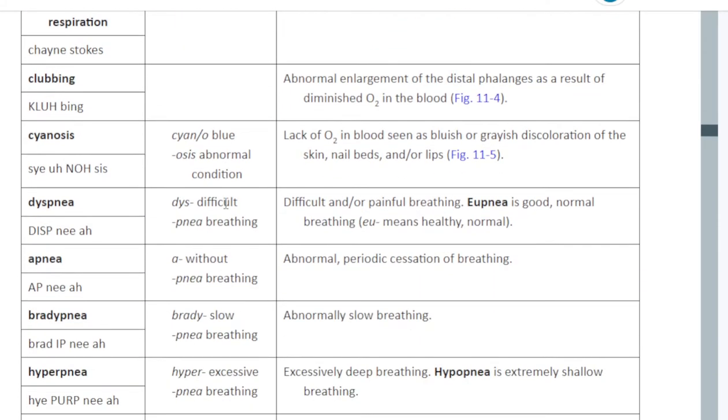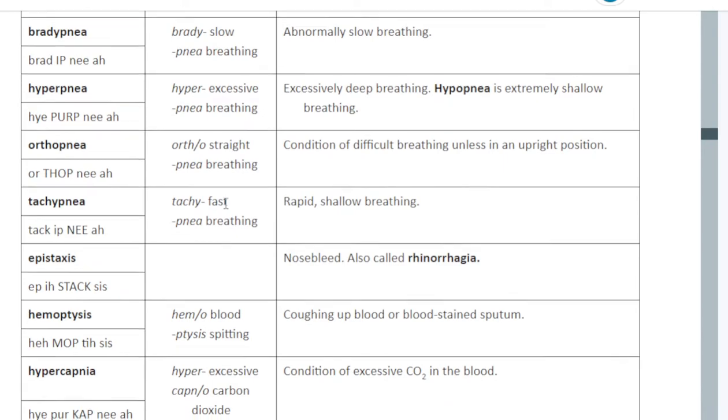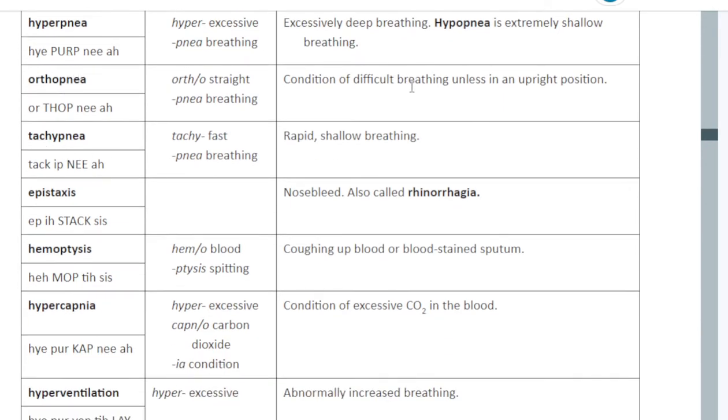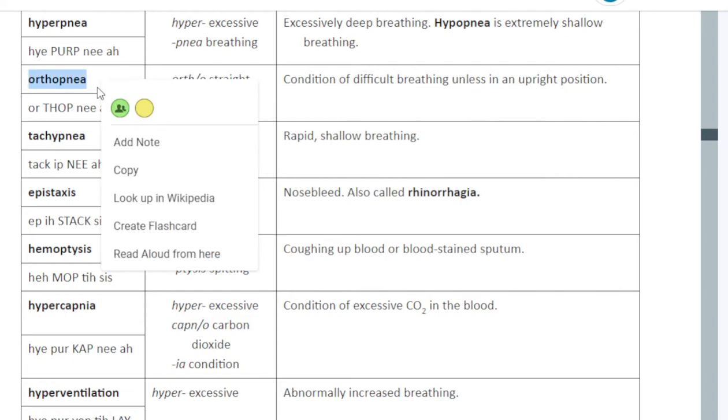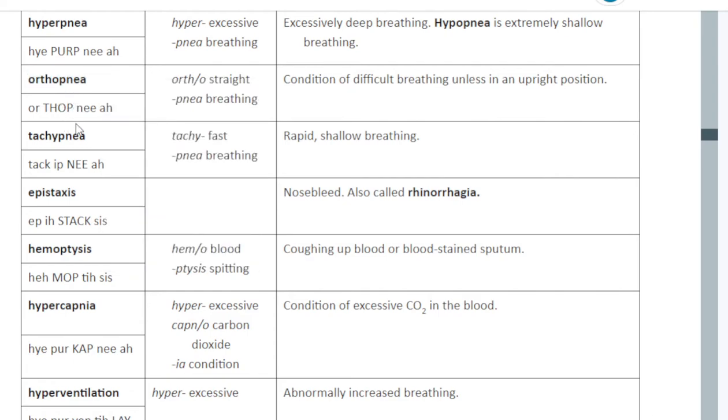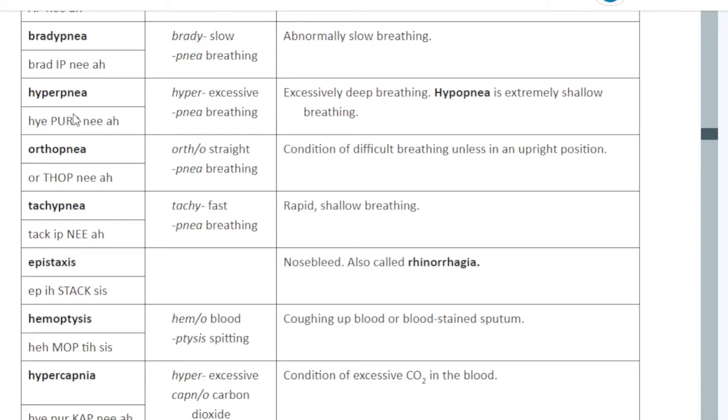Here we go. These are really good, man. This tells you all of the stuff here. Tachypnea, orthopnea, okay? People with cardiac problems will have orthopnea, okay, orthopnea. Hyperpnea, which means increased level or more breathing than you should have.